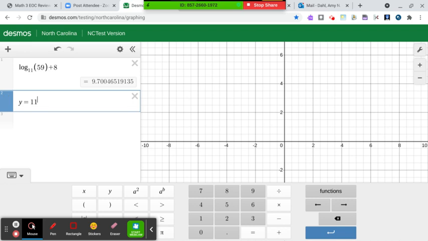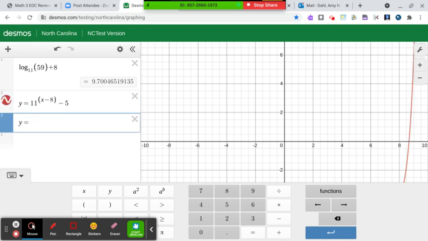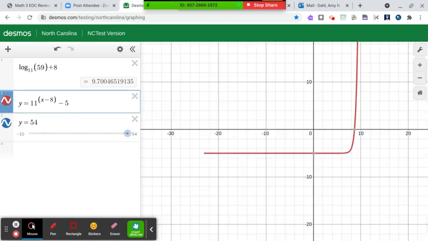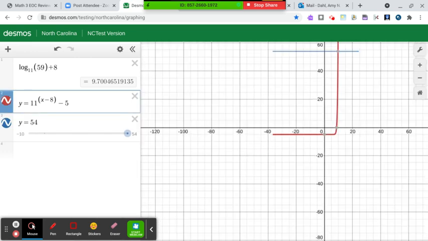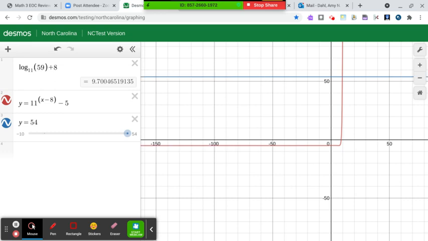Y equals 11 to the power of x minus 8, minus 5. And then the other one is y equals 54. And then you zoom out. You look for the intersection. And watch what happens. What's our value? It's 9.7. Oh, so close. That's your x value, 9.7.